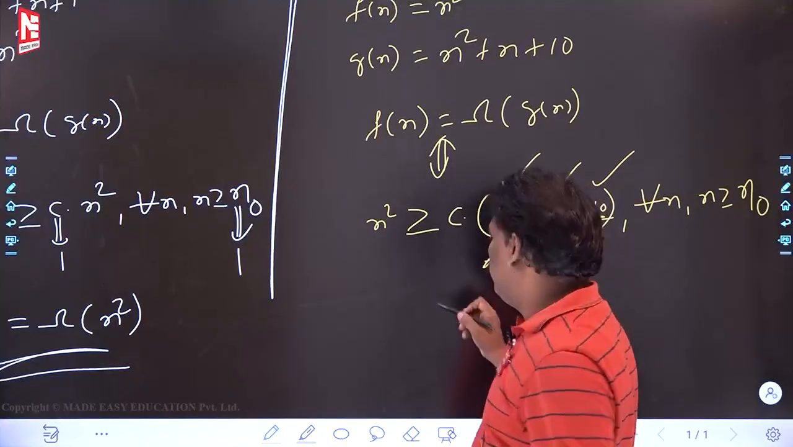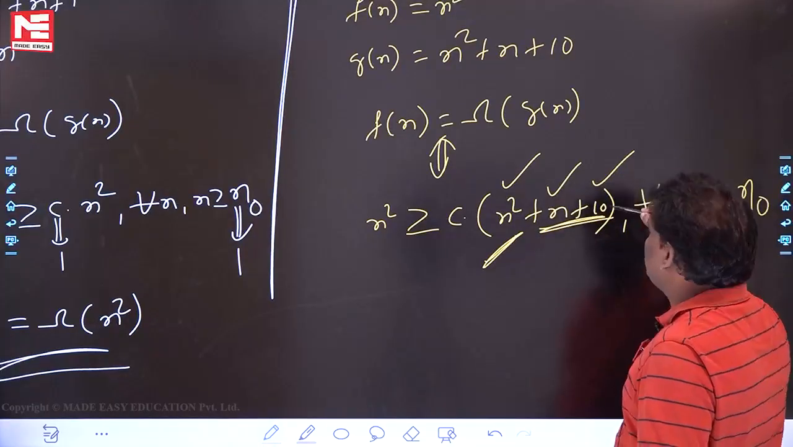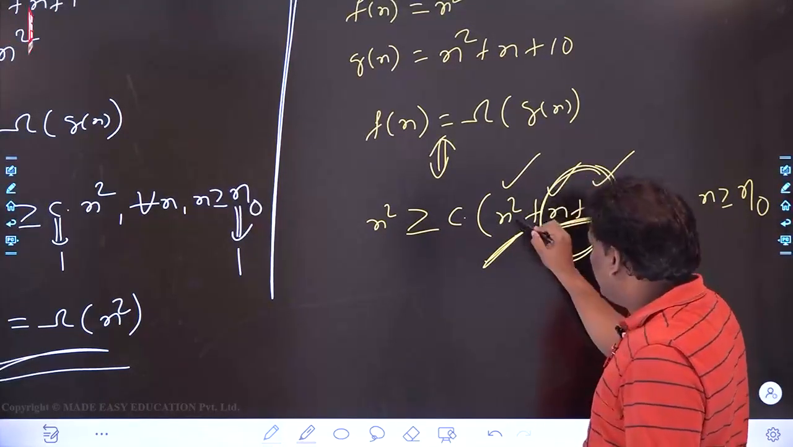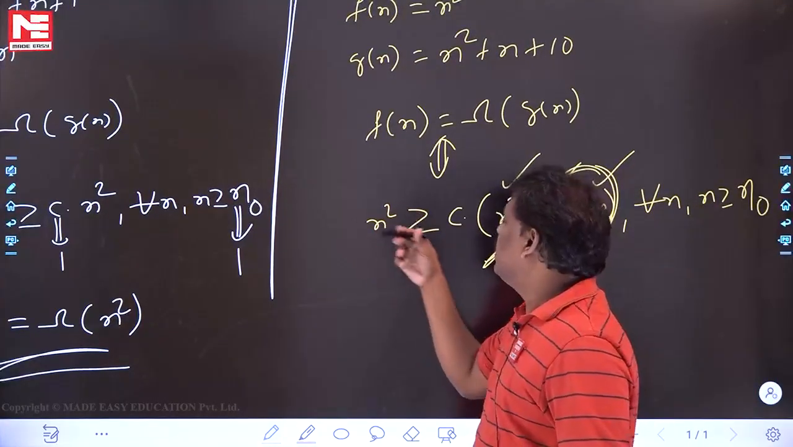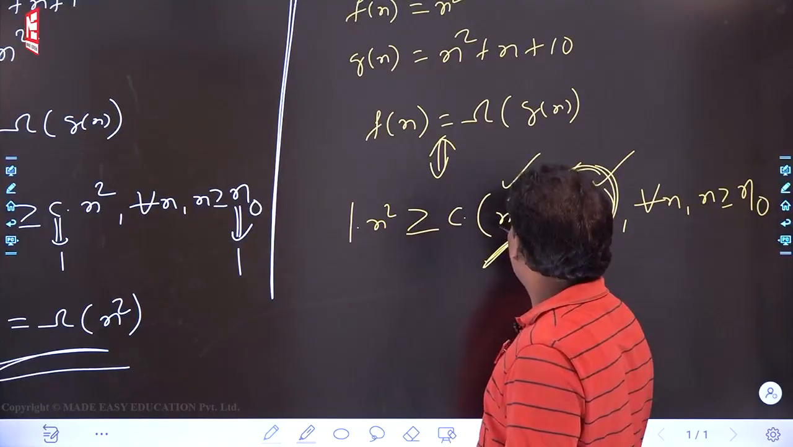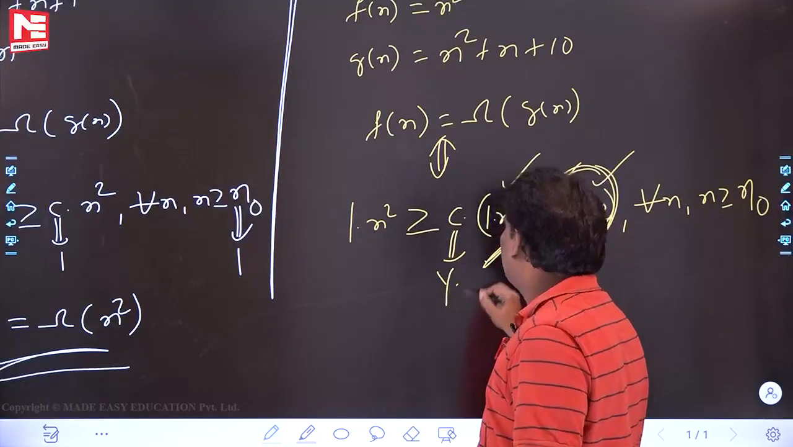Some people are asking how. Left side is only n square, but right side is n square plus n plus 10. Here n square, there n square. I think this is extra. But the bigger one is this only. How can you make the left side bigger or equal? What is the answer? Nothing there. This is going to be 1 n square. This is going to be 1 n square. It's okay. Because of c, I can make half n square.